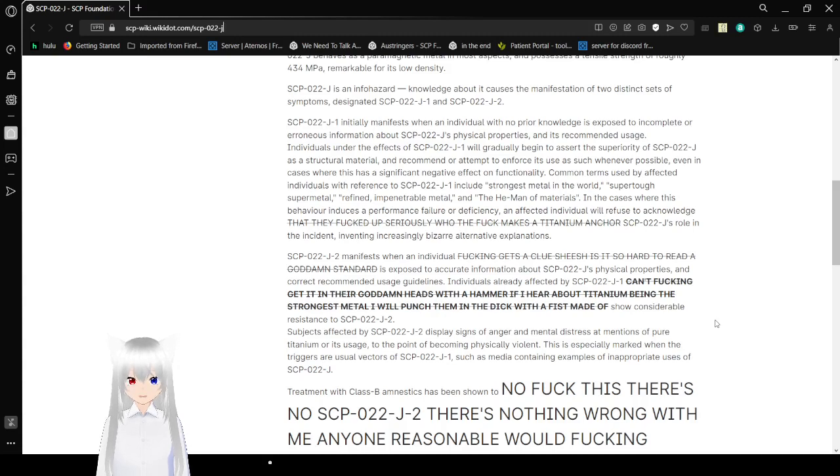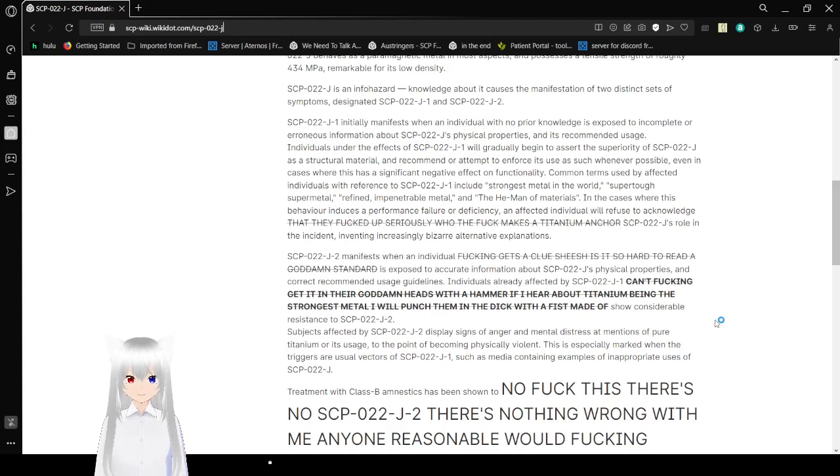Individuals under the effect of SCP-22J1 will gradually begin to assert the superiority of SCP-22J as a structural material and recommend or attempt to enforce its use as such whenever possible, even in cases where this has a significant negative impact on functionality. Common terms used by affected individuals with reference to SCP-22J1 include strongest metal in the world, super tough super metal, refined impenetrable metal, and the He-Man of materials. I have not heard the term He-Man in ages.